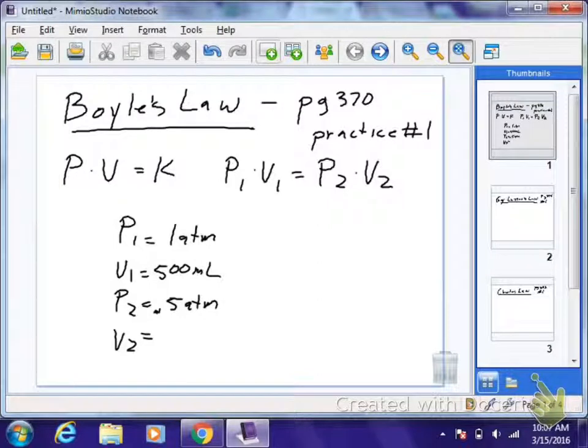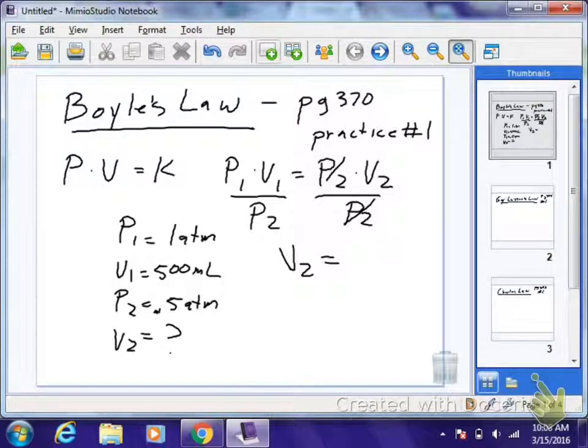We know that, but we want to do the calculation just to make sure. So we're solving for V2. You know how to set that up, right? What would V2 equal? We divide pressure out on both sides, the P2 pressure. So V2 is going to equal P1 times V1 over P2. Any questions with that? That's all you're doing.